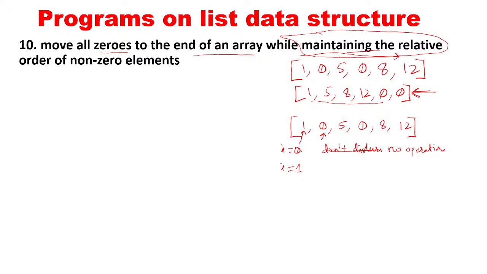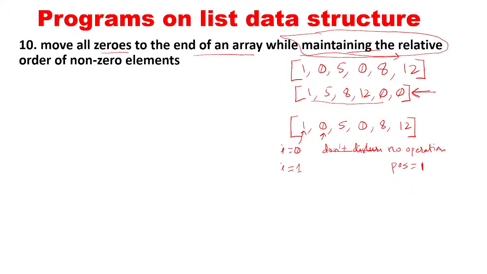Yes or no? So for that, what we do is we use a variable called position. Position indicates the position of the non-zero number to be swapped, into which position it has to be swapped. In this case, the position value is 1 here.